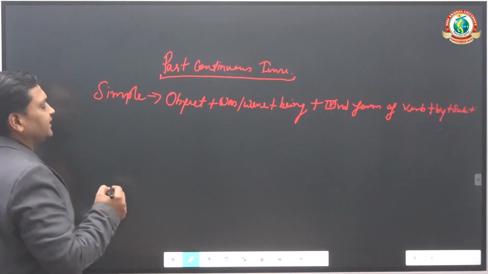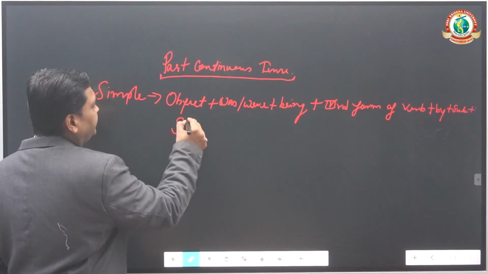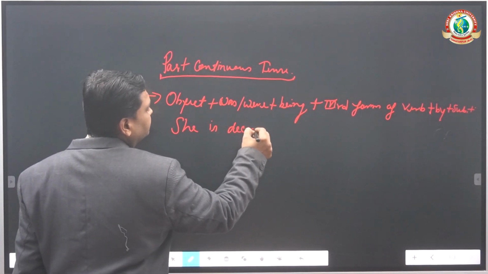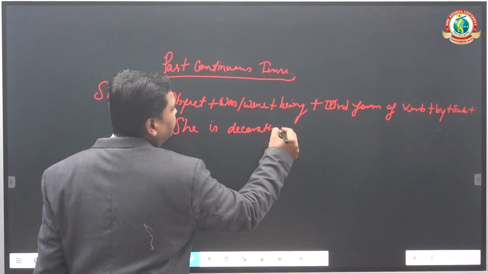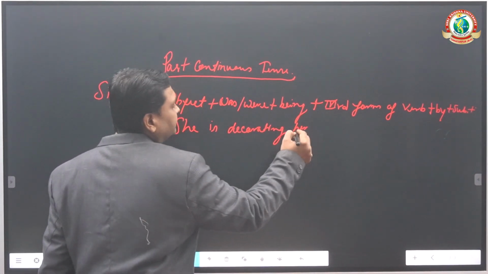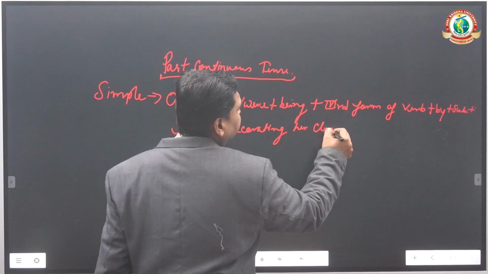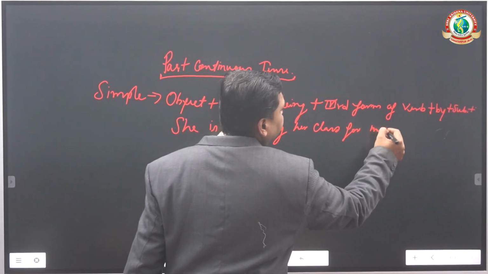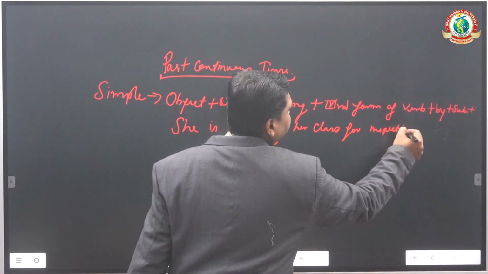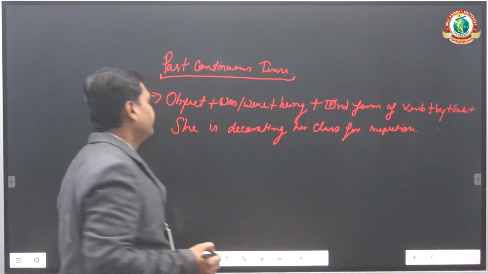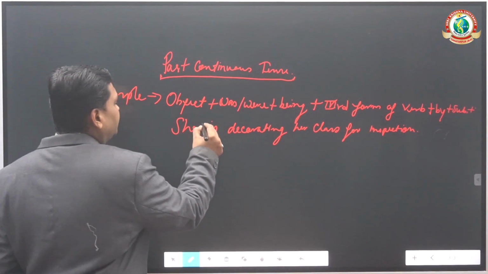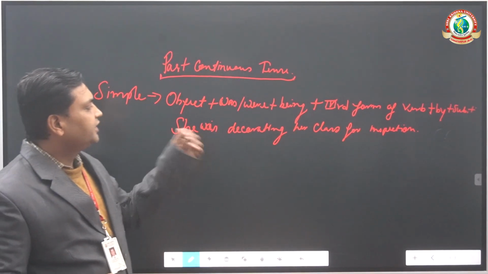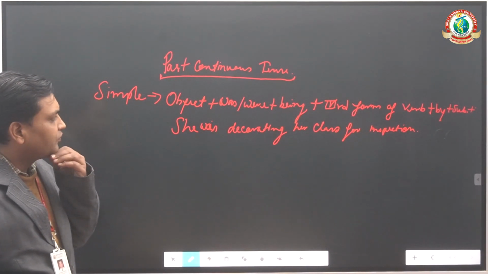If the sentence is like that: she is decorating her class for inspection. First of all, here must be "was". She was decorating the class for inspection.